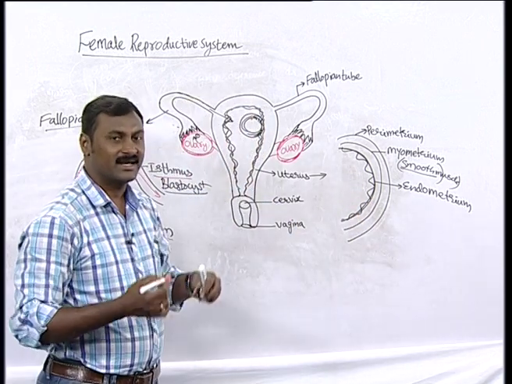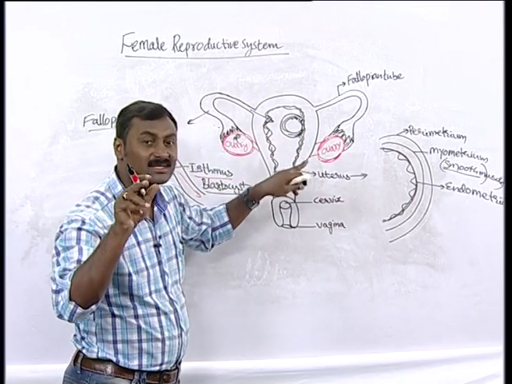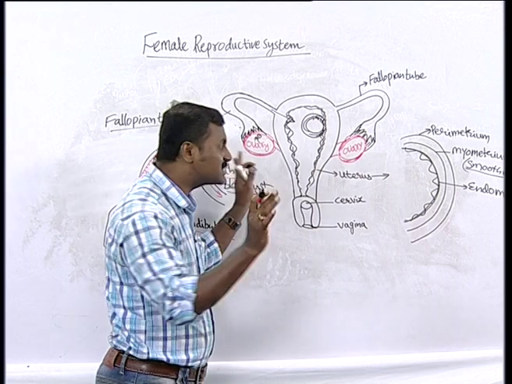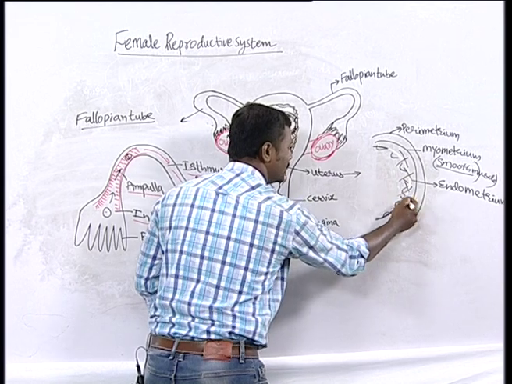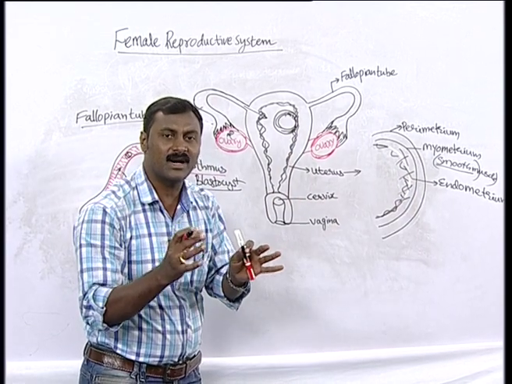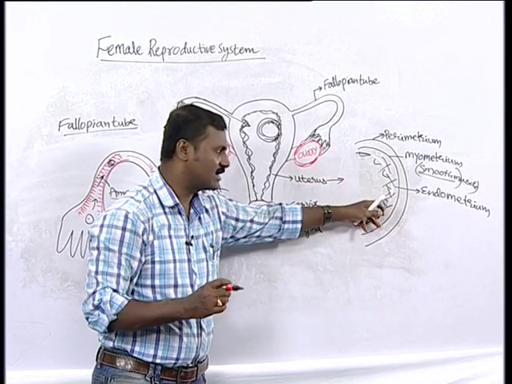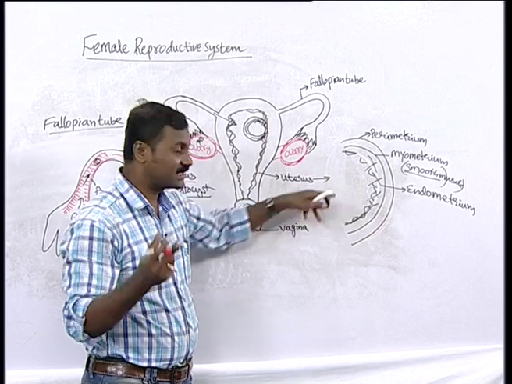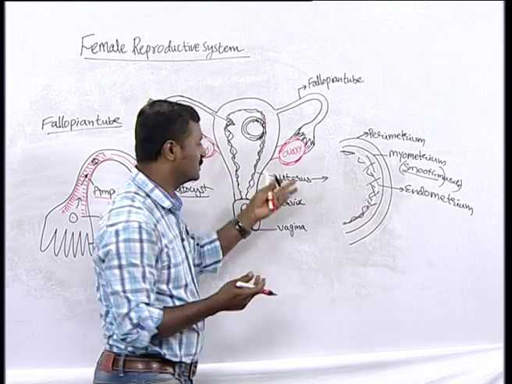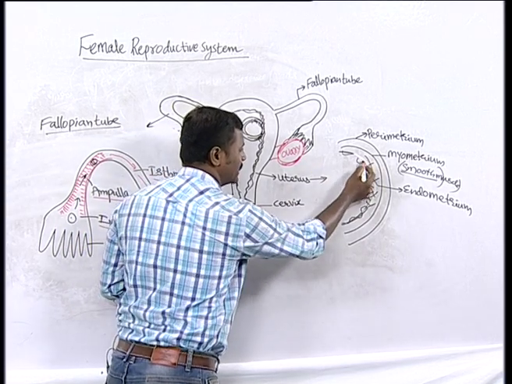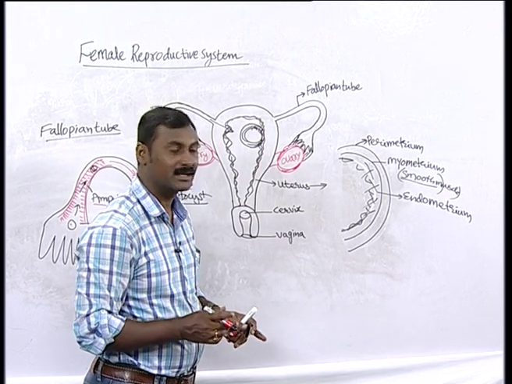Why? Because if the ovum that is released is not fertilized, there is no need of endometrium. Because the endometrium is very useful for implantation. The embryonic development will occur attached to the endometrium, but here it is not needed because there is no fertilization. So the endometrium wall is destroyed and released out through menstrual bleeding.